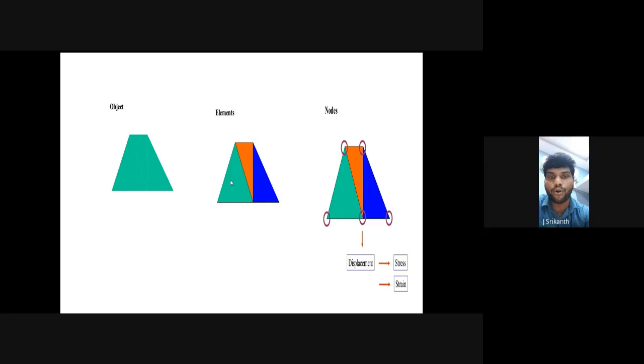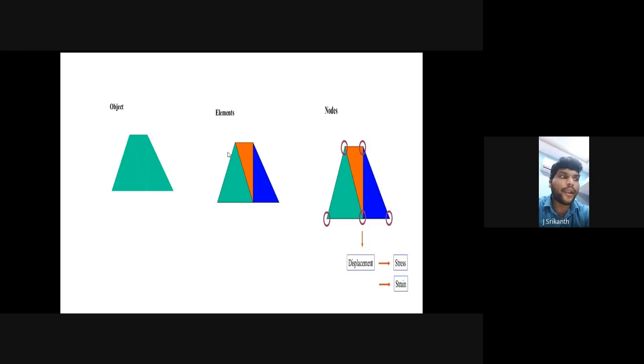A node is also called a point. Each element, how many nodal points? 3 nodal points, but it will be interconnected into the whole body. So total nodal points, how many total nodal points? 1, 2, 3, 4, 5.